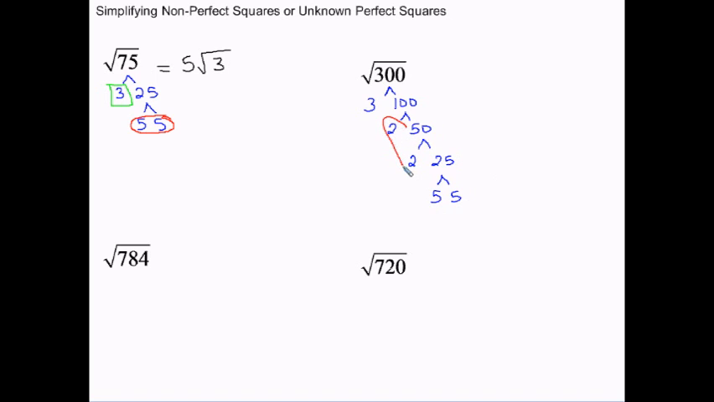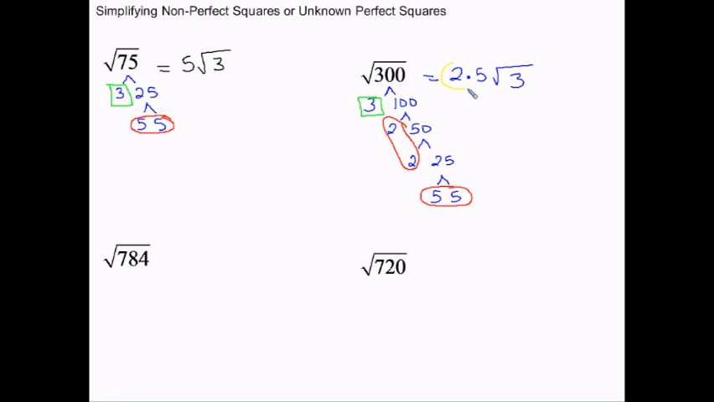Okay, I have a pair of 2s, they match, they get to go out. I have a pair of 5s, they match, they get to go out. So 2 gets to go out and 5 gets to go out. But then 3, again, doesn't have a match, so he has to stay home.